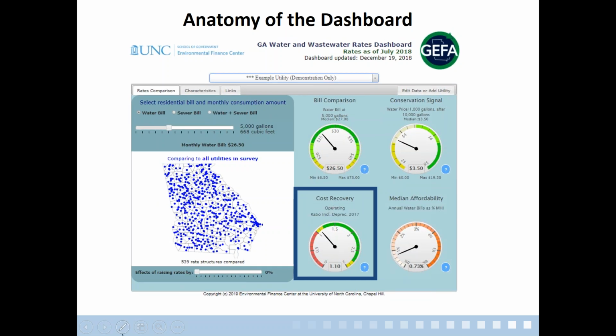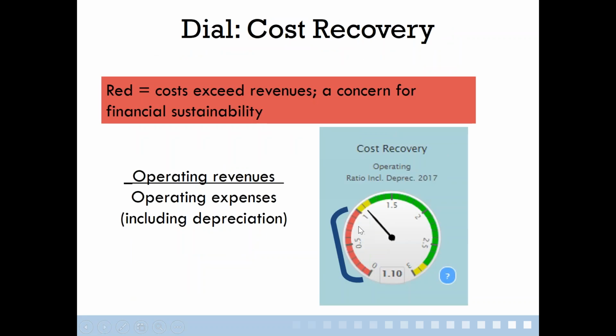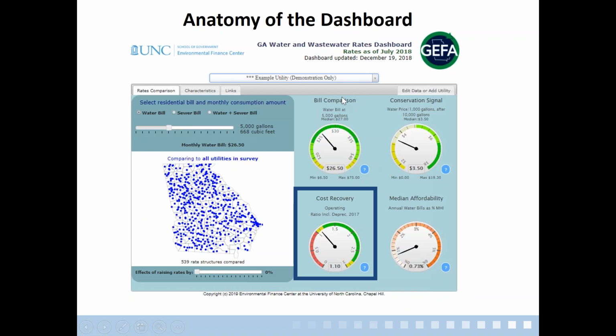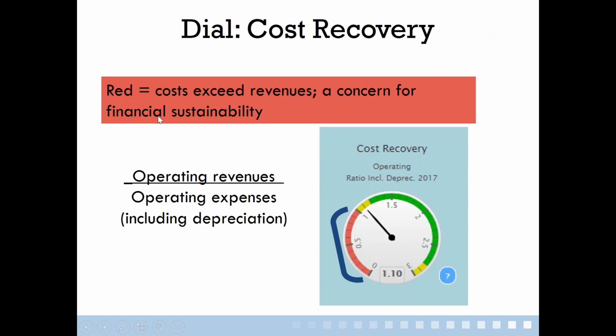So we're going to start with the one on the left, cost recovery. This is a really important one. I'm going to just go back for a second. If you look, bill comparison is right above cost recovery. That is for a reason. They are inherently linked. So what you see on here is absolutely affecting what is down here. And that's why we display all of these together, because there are a lot of different factors to consider in what's going into your rate structure and how it's affecting your utility and your community in different ways.